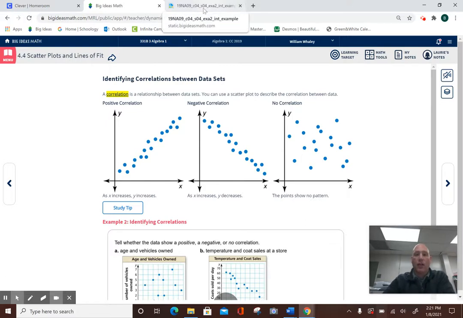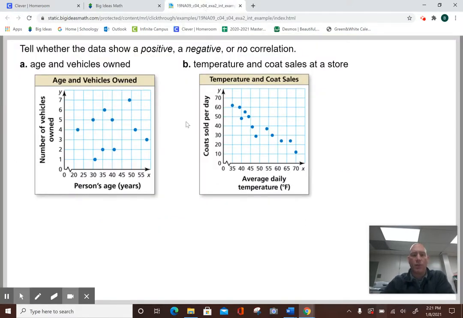Now let's look at your two examples. As I look at this, the data is so spread out, I can't see if as a person's age goes up, the number of vehicles owned goes up or down. And that's actually what we expect. You would think that the age of a person really has nothing to do with the number of vehicles owned. It would have to do with probably the wealth of the family or something like that, or if they're really into cars. But their age is not really a factor, so we would say there's no correlation.